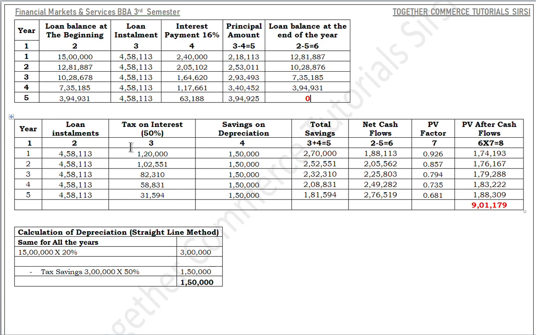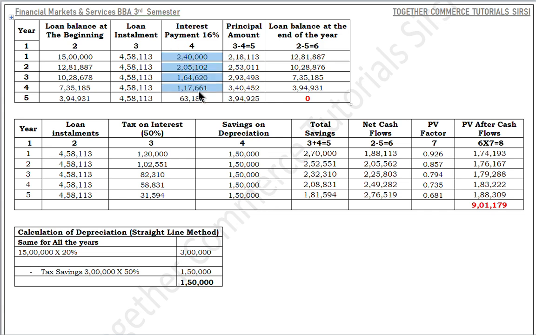Then coming to the next table. This table will also be the same as the previous problem. This is the first column, that is the year column, same as the above table. Then these loan installments are taken from this. You can just write all the loan installments like the previous table. Then tax on interest. For this tax on interest, you will be having the interest column in the previous table.